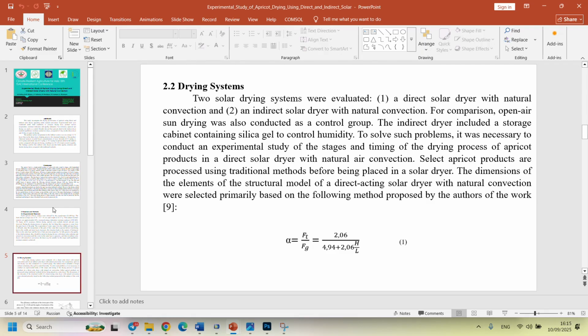The indirect solar dryer includes a storage cabinet containing silica gel to control the humidity. To solve such a problem, it is necessary to conduct an experimental study of the stage and timing of the drying process of apricot products in a direct solar dry with natural convection. Selected apricots were also processed using the traditional method before being placed in a solar dryer.